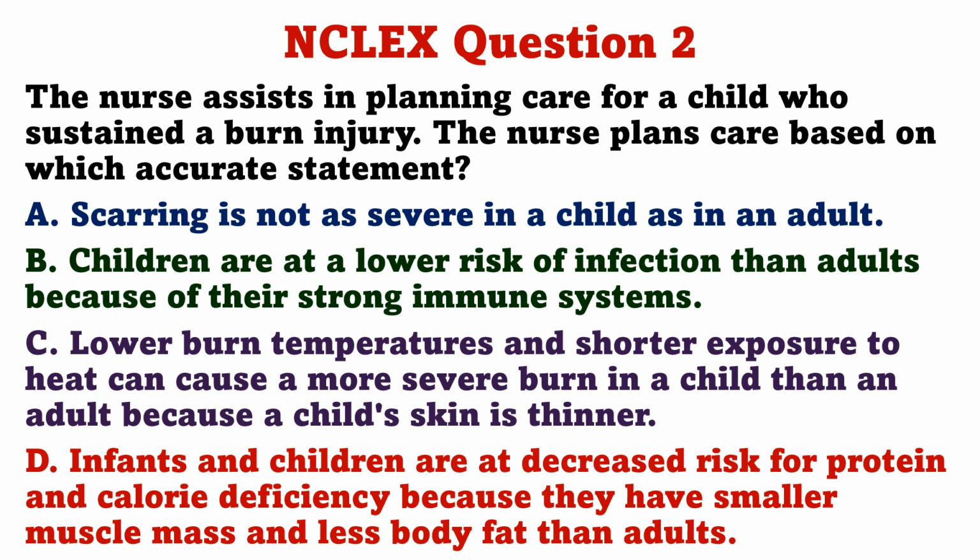A. Scarring is not as severe in a child as in an adult. B. Children are at a lower risk of infection than adults because of their strong immune systems. C. Lower burn temperatures and shorter exposure to heat can cause a more severe burn in a child than an adult because a child's skin is thinner. D. Infants and children are at decreased risk for protein and calorie deficiency because they have smaller muscle mass and less body fat than adults.